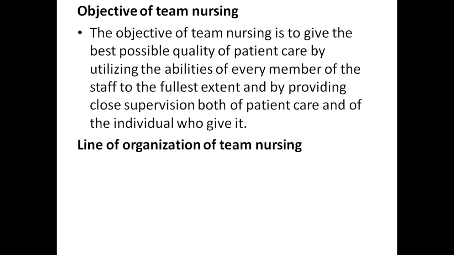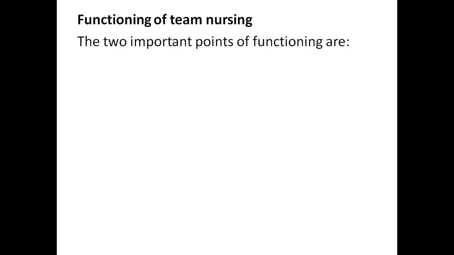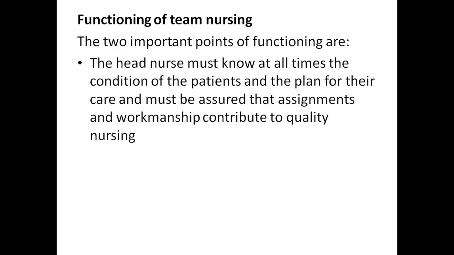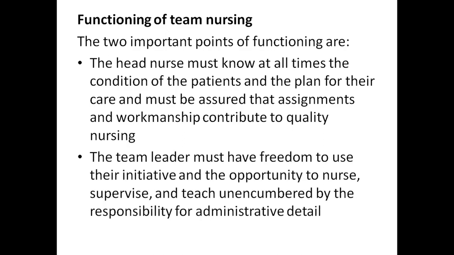Line of organization of team nursing. A clear line of organization structure is needed for team nursing to provide a mechanism for horizontal and vertical communication, and an organized pattern is employed. Functions of team nursing. Two important points of functioning are: the head nurse must know at all times the condition of the patient and the plan for their care and must be assured that assignments and workmanship contribute to the quality of nursing. The team leader must have the freedom to use initiative and the opportunity to nurse, supervise, teach, and be relieved of responsibility for administrative detail.